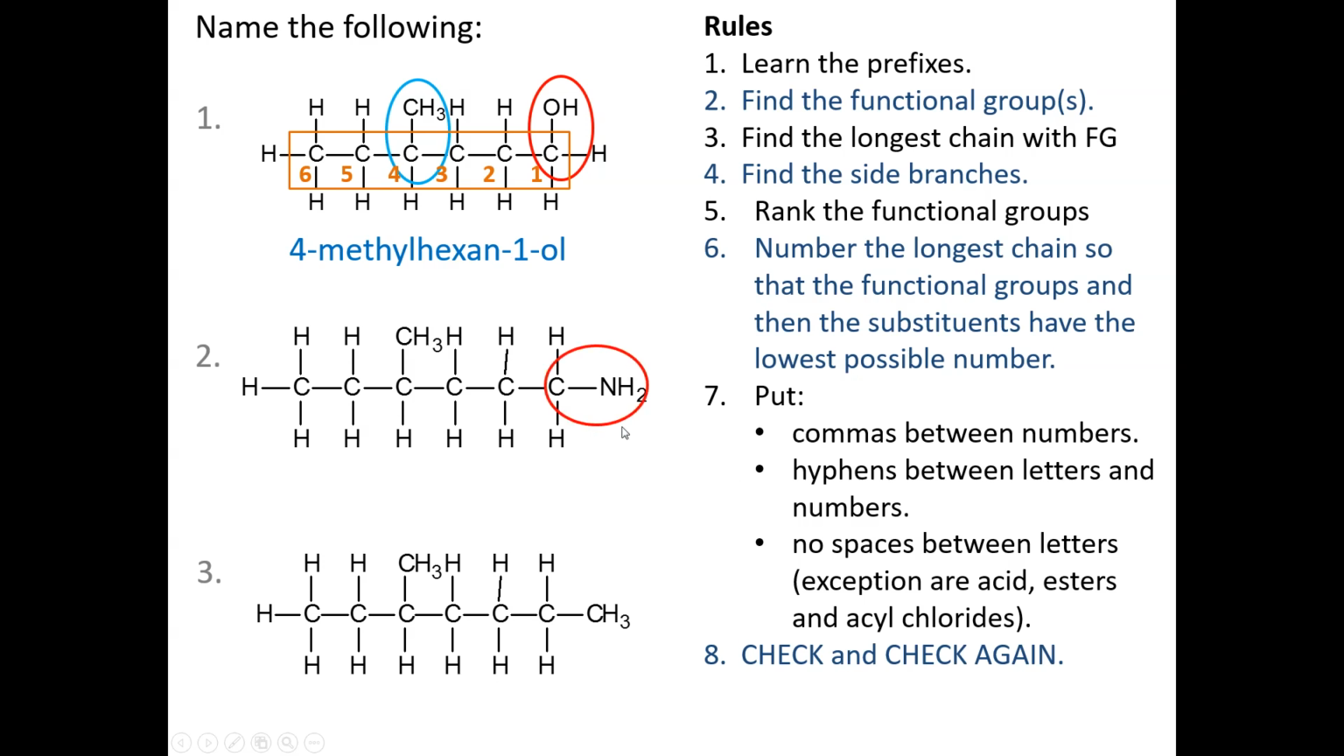Here's another example: parent chain, functional group, parent chain, side chain. So this would be more 4-methylhexane, 1-amine, because it's a different functional group.